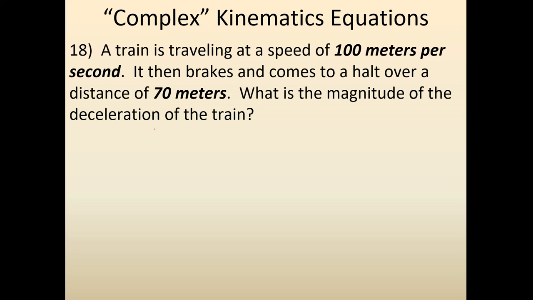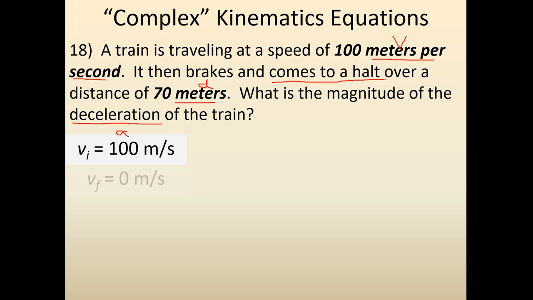Alright, so this is the very last question that we're going to do together, in this video at least. So once again, I'm going to write down what's given. Again, looking at the units, meters per second. This is a speed. This is a distance, because this is in meters. And they want to know the deceleration. So writing everything down, my initial speed is 100, but then it tells me that it comes to a halt. So this is my key phrase, comes to a halt, telling me that the final speed is going to be 0. The distance is 70, and the acceleration is what we want to know.